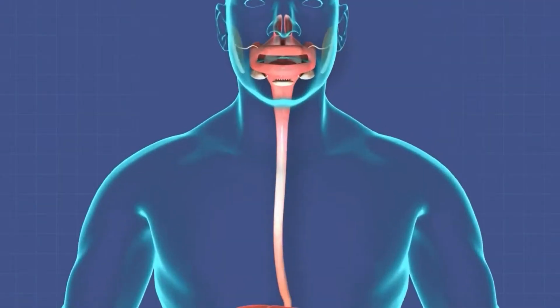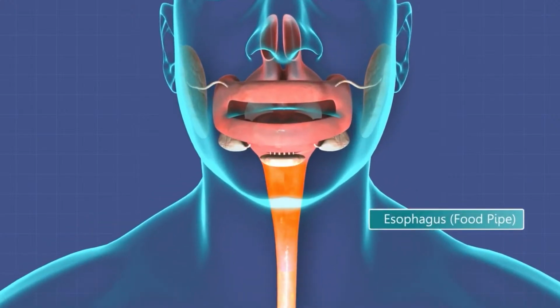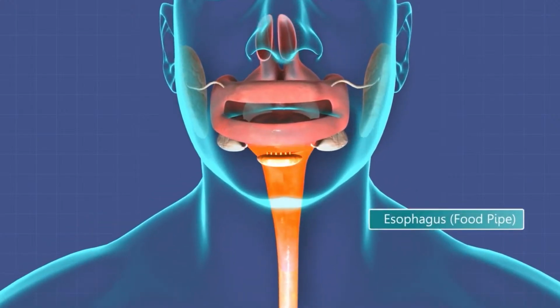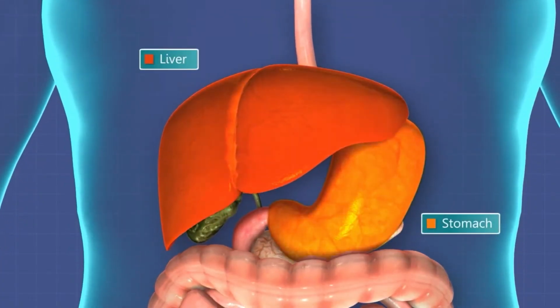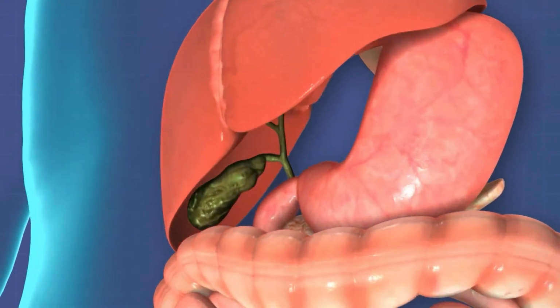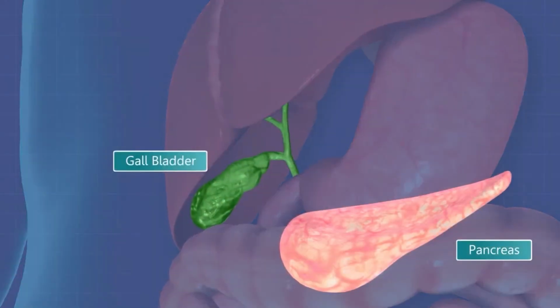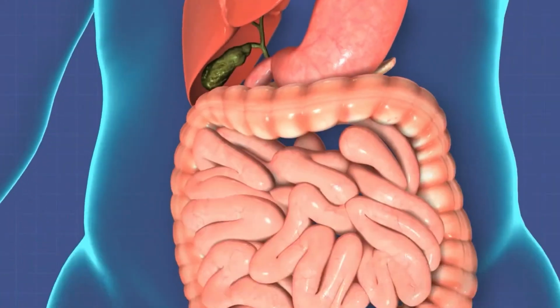Esophagus. The esophagus is a muscular tube that connects the mouth to the stomach. It is responsible for transporting food from the mouth to the stomach using a series of muscular contractions, known as peristalsis.